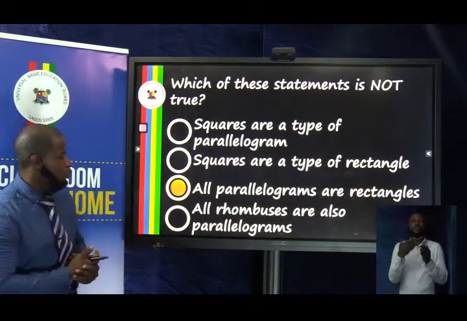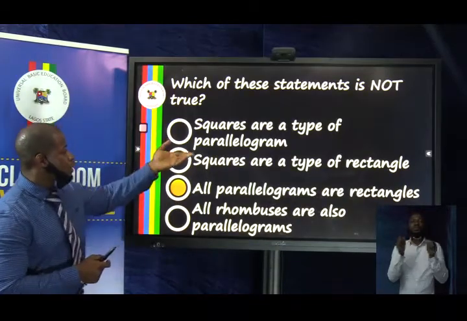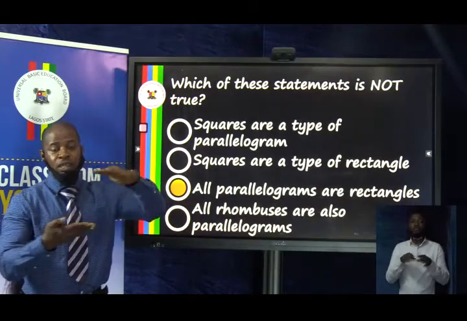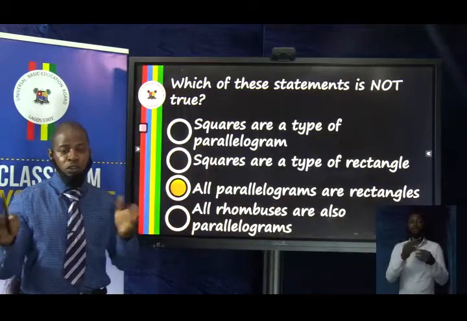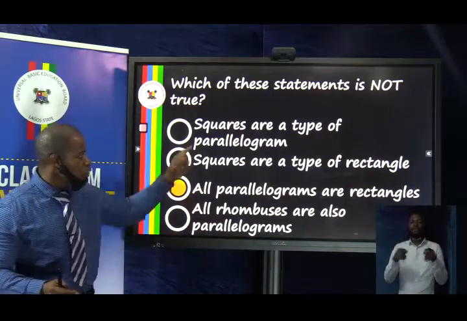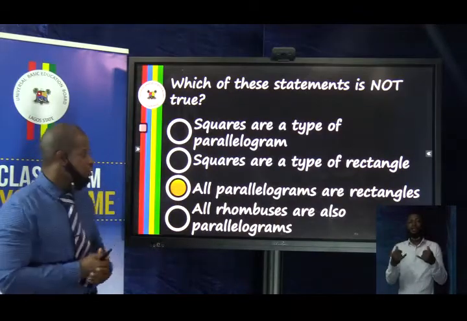I think that should be the third one. All parallelograms are rectangles? No. Squares are a type of parallelogram because the basic property of a parallelogram is that it will have two sets of parallel sides. And so a square has two sets of parallel lines as well. So that makes it fall under a parallelogram.